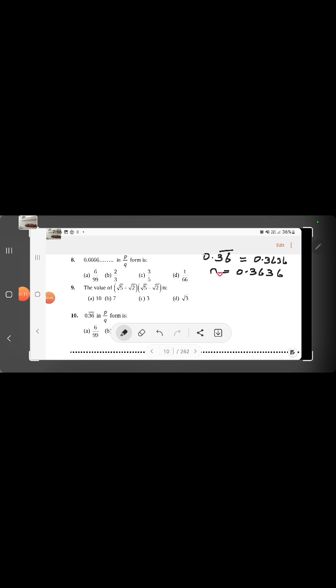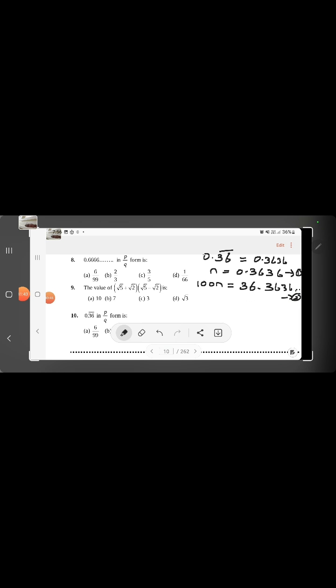Now, multiply this equation 1 by 100. So, 100 times n, because here 2 decimal values are repeating. So, I am multiplying both sides of this equation by 100. So, I get 36.3636, this will keep on going. Now, let it be equation 2.